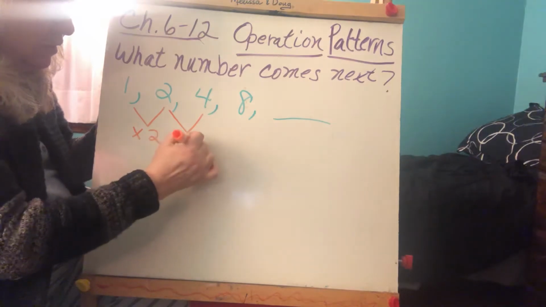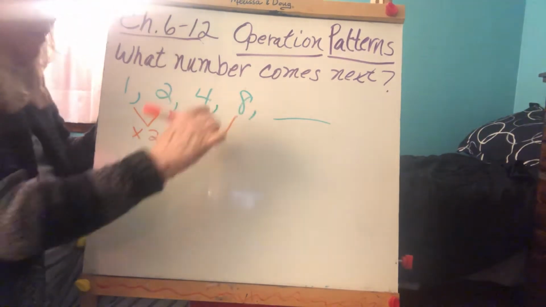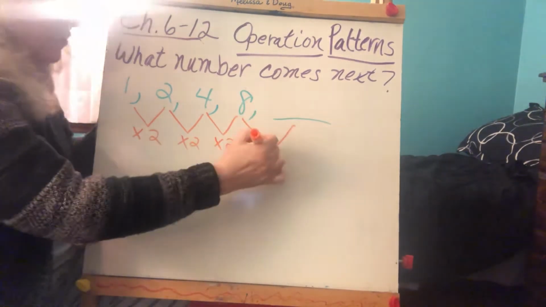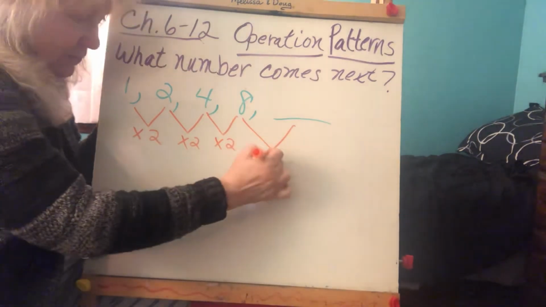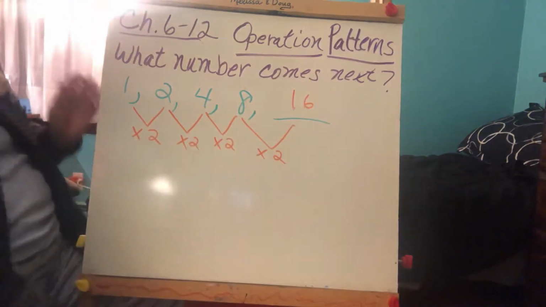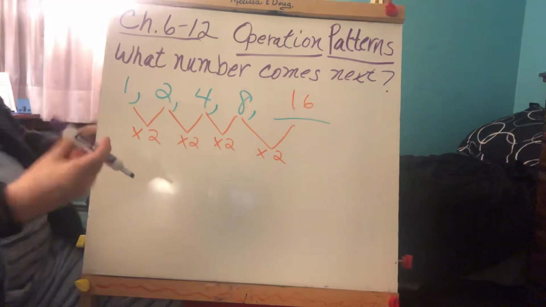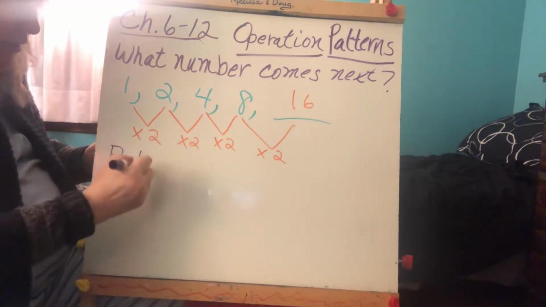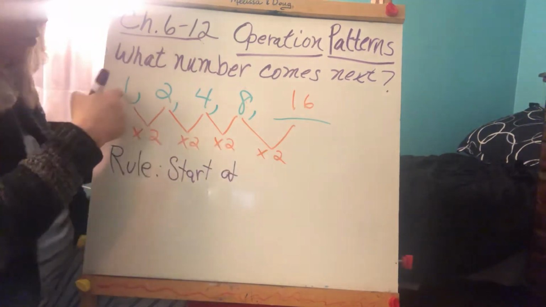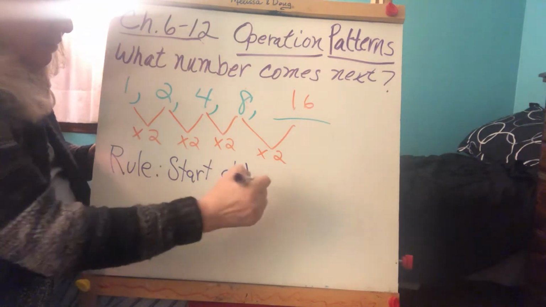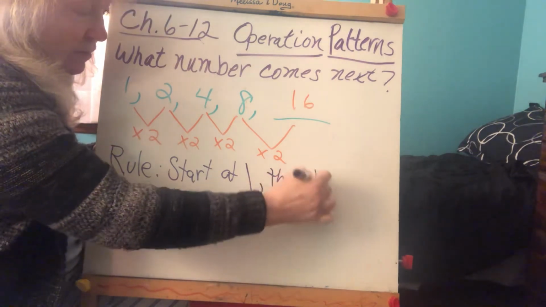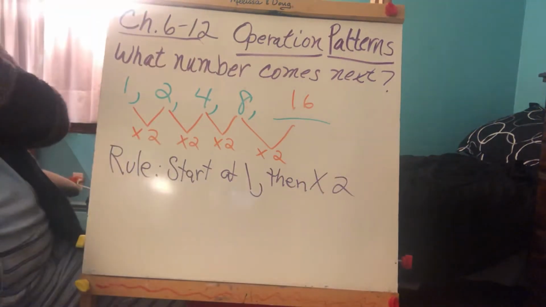If I times 2 by 2, will I get 4? Yeah. If I times 4 by 2, will I get 8? So what do you think I have to do for 8? I have to times it by 2. And what is 8 times 2? 16. So let's write our rule. Okay? Our rule is start at 1, comma, then times 2. That's your rule.